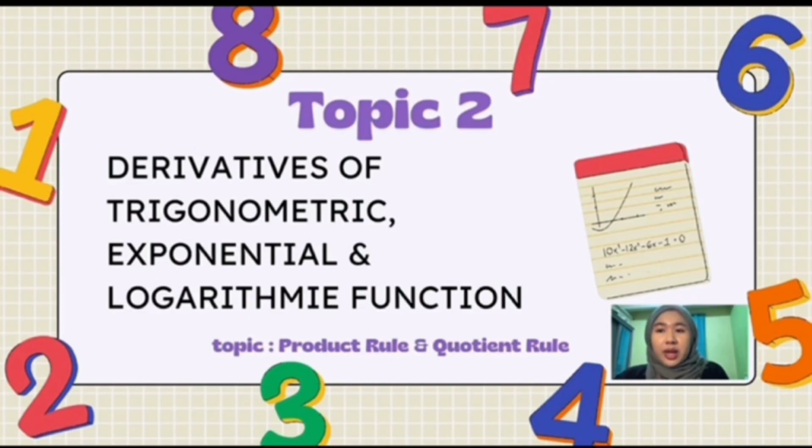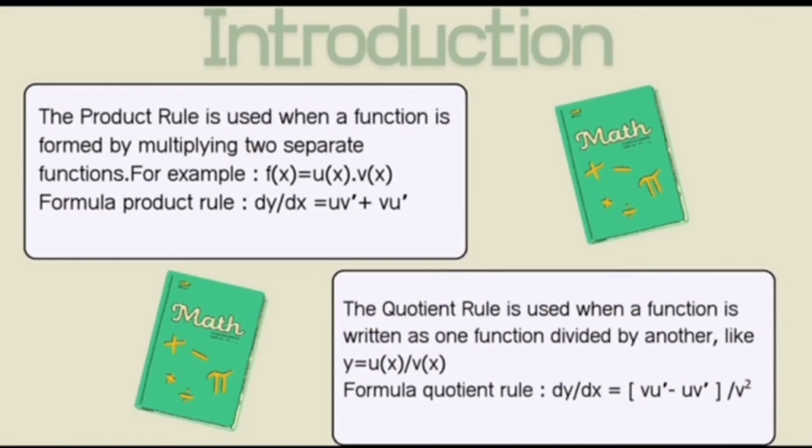I will be guiding you through topic 2, which focuses on the product rule and the quotient rule in derivatives of trigonometric, exponential, and logarithmic functions. Before we get to the question, let us first know the meaning of the product rule and the quotient rule. The product rule is used when a function is formed by multiplying two separate functions.